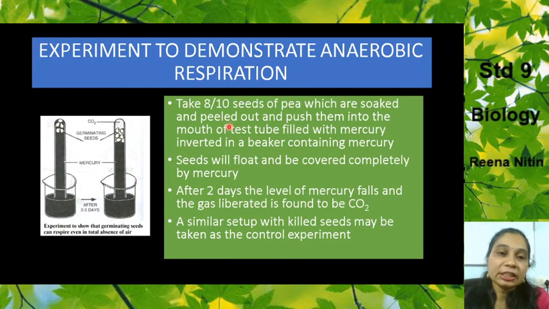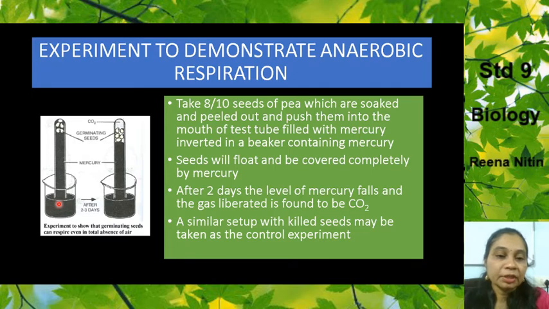Now we come to the next experiment, that is to demonstrate the anaerobic respiration. Okay, let's study anaerobic respiration. So here you have to take 8 to 10 seeds of pea which are soaked and peeled out. Remember, you have to peel out the seed coat. And what you have to do is push them into a test tube. This is a test tube in which you have pushed the seeds of pea, and the black colored thing is nothing but mercury, the shiny liquid metal at room temperature. Again, down here also mercury is taken. The test tube is inverted in a beaker containing mercury.